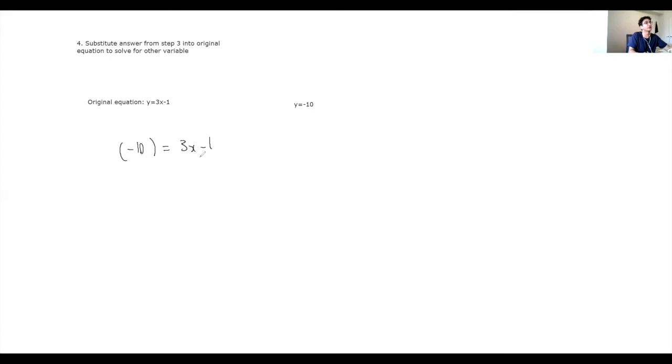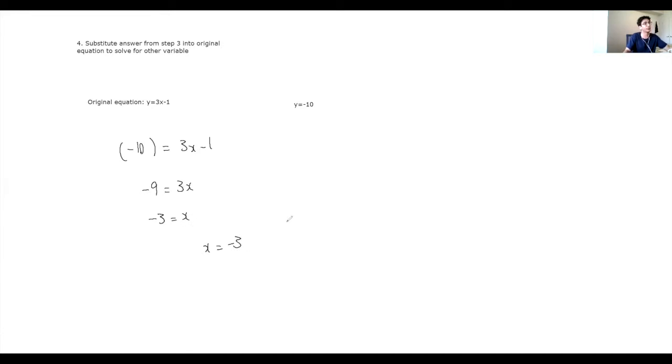And now I need to solve for x. So I see that -1, I can bring it over. So I add positive 1 to both sides. So -10 plus 1 is going to be -9 is equal to 3x. And again, I'm looking for positive x, therefore I need to divide by 3 to get rid of that coefficient. So -9 divided by 3 is, of course, -3, which is equal to x. So now I have solved for my second variable, which is x equals -3. I just switch the sides.